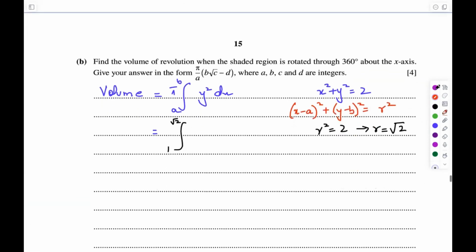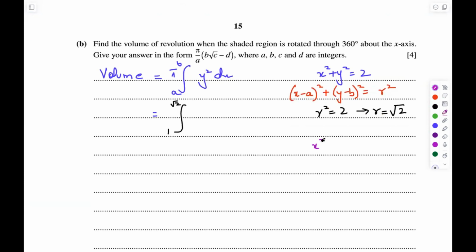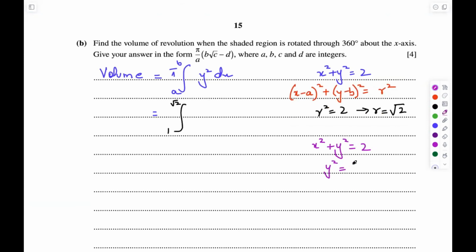Now in place of y squared, as the equation of the circle is x squared plus y squared equals 2, y squared will be equal to 2 minus x squared. Substituting 2 minus x squared in place of y squared, now we'll integrate 2 minus x squared. So integrating 2, that becomes 2x. Integrating x squared, we increase the power of x by 1, so that will become x cubed upon 3. And the limits will be square root of 2 and 1, and we'll add pi to the final answer.